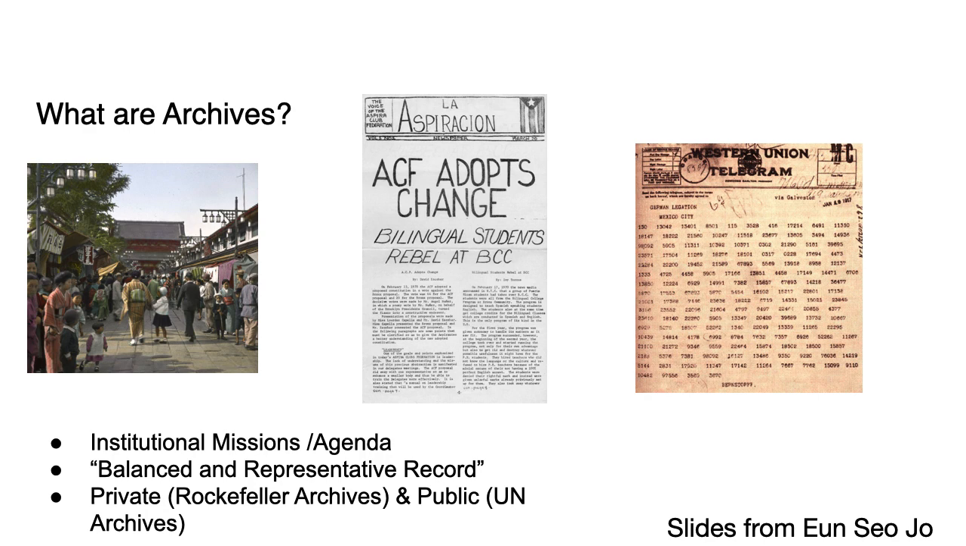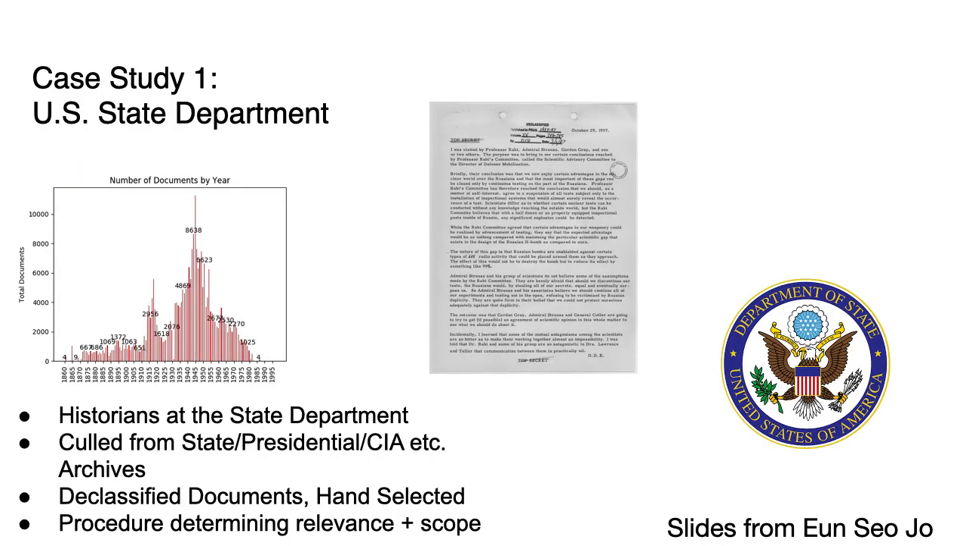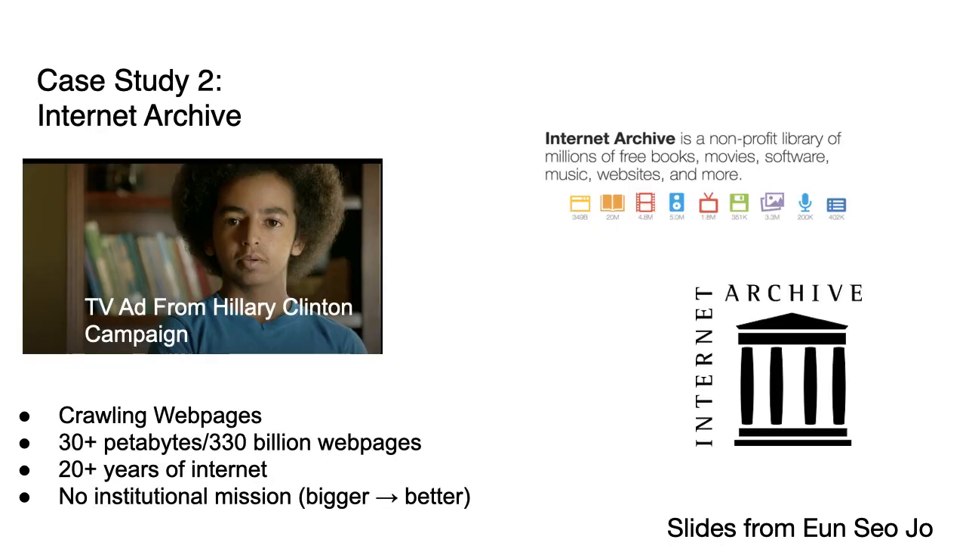They are supposed to be a balanced and representative record. And they have institutional missions and agenda. So there are private archives like the Rockefeller Archives and public ones like the UN. And for example, the State Department has a bunch of archives. There's the Internet Archive that's trying to archive the internet right now, which you would think, because we're in a time where there's so much information, wouldn't be a problem. But the thing is, it's not being done in a systematic way, so actually historians are worried about how the current time in history is being archived.